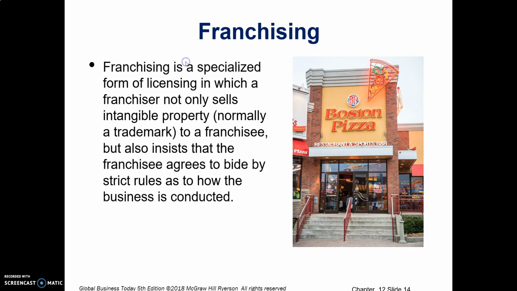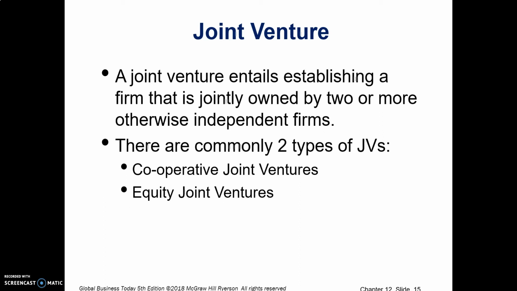So joint ventures. Joint ventures basically entails establishing a firm that is jointly owned by two or more otherwise independent firms. So you are basically creating another company to pursue different opportunities. There are commonly two types of these joint ventures: cooperative joint ventures and equity joint ventures. The textbook goes into some detail about both.